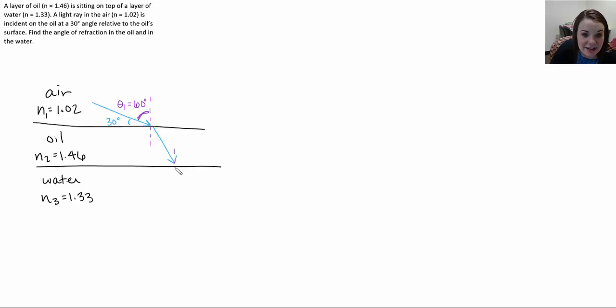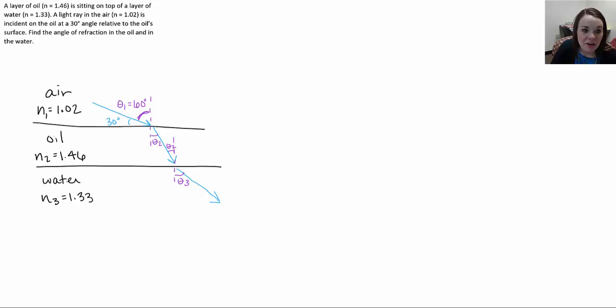And then again, as it enters into the water, it will bend or refract yet again. So the angles that they want us to find are theta 2, we'll call it, the angle in the oil, which will be the same as that angle, and then theta 3, the angle in the water. So this is a schematic of where we're going with each of these.